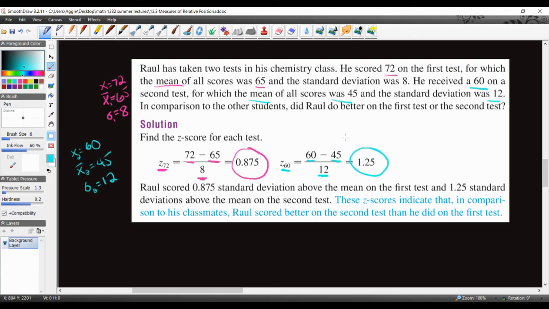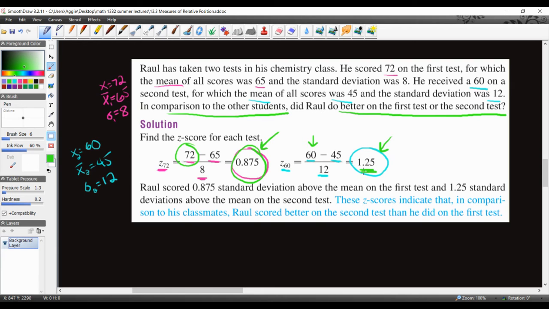So the question was, did he do better on the first or the second test? At first glance, you might want to say he did better on the first test because 72 is bigger than 60. But the question is relative to the other students, in comparison to the other students. So for that, we need to really look at these numbers here.